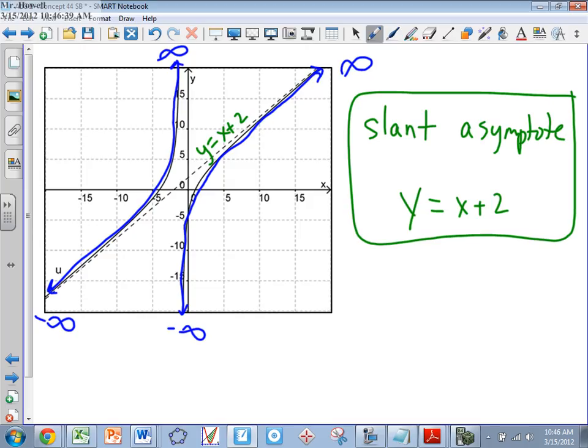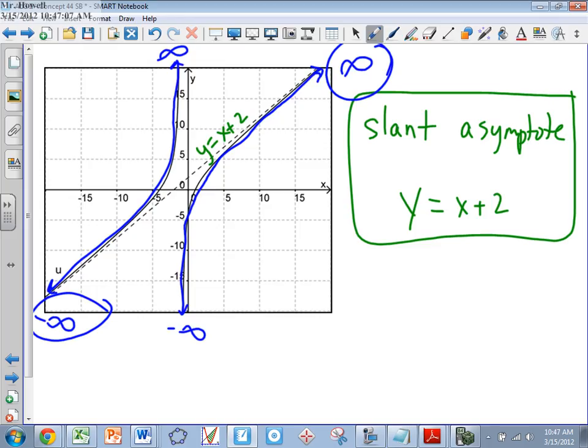So, remember when we did the experiment, when we did the data table, we got plus or minus infinity. We said we don't know which one it'll be. We can't really tell. Now we can tell. We can tell that this side goes to positive infinity, and that this side goes down to negative infinity. How can we now tell that from our slant asymptote? From our slant asymptote. Let's do another example of a slant asymptote.